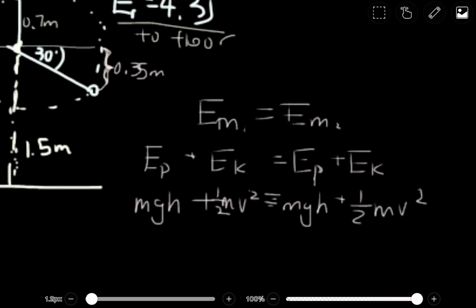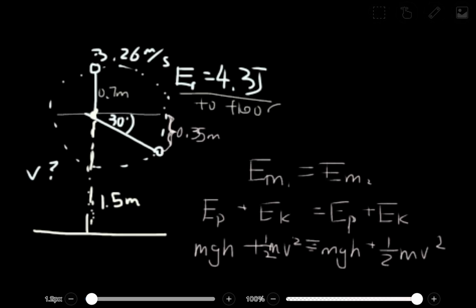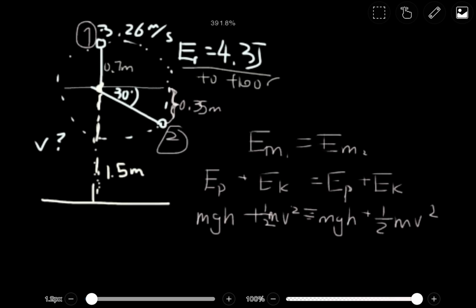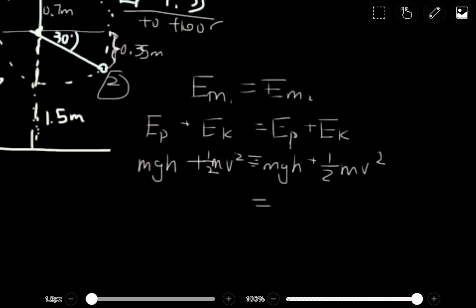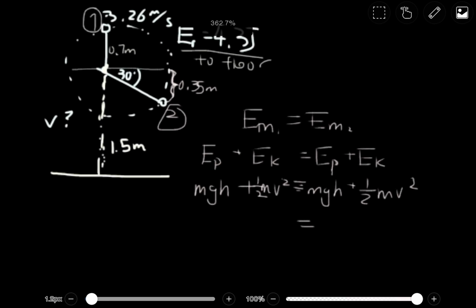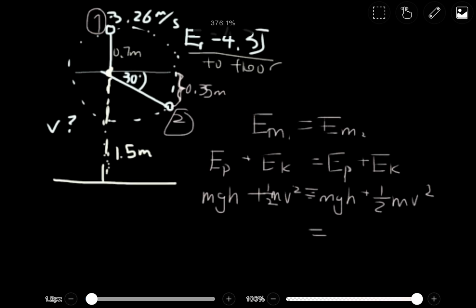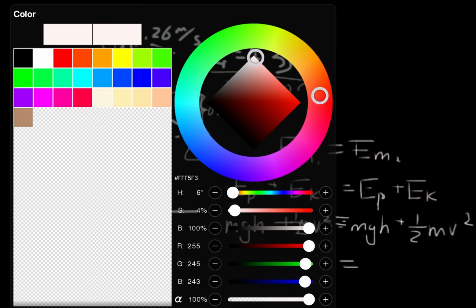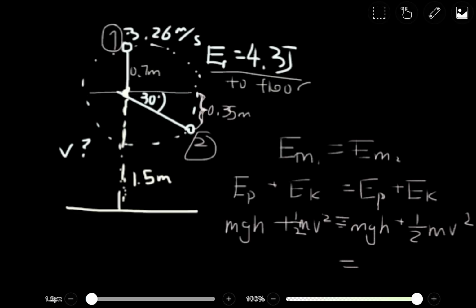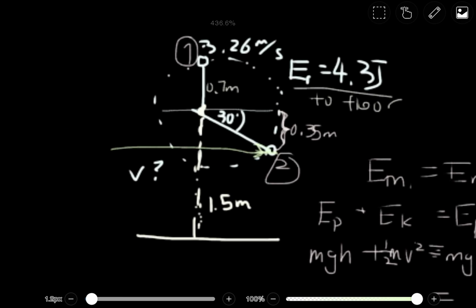Let's say this is position 1 and this is position 2 of interest. Let's just substitute everything we have in. So for the potential energy, the quick way to solve for this is to make a reference point. You can say that this spot is going to be height 0, because in our question the ball is not going to go lower.